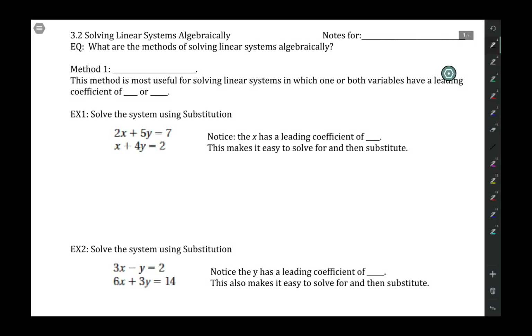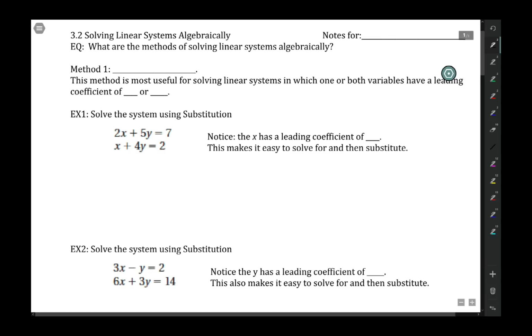Hi guys, and here are the 3.2 notes: solving linear systems algebraically. From our pretest, it looked like a few of you did remember some of the methods as to how to solve systems algebraically. So let's get right on into them.